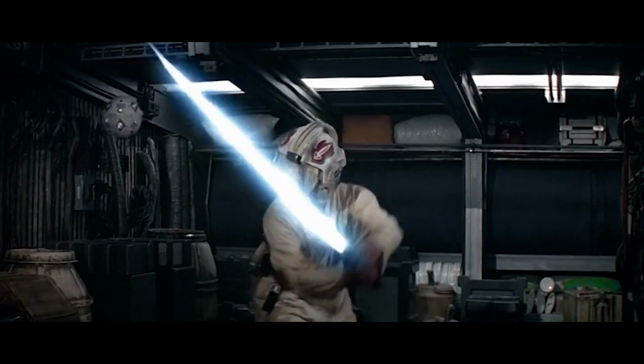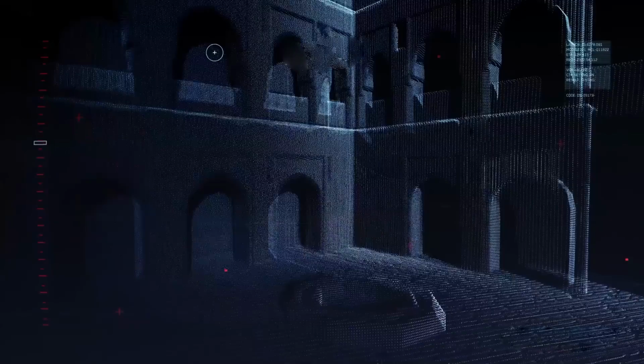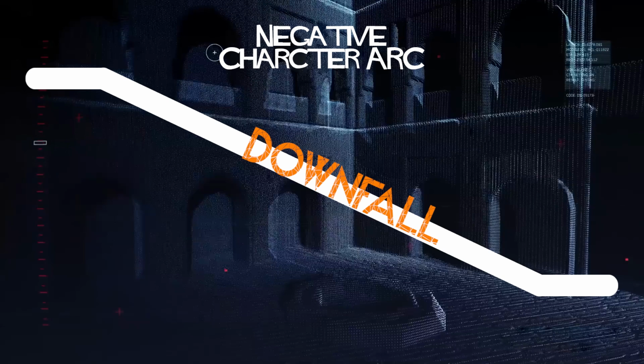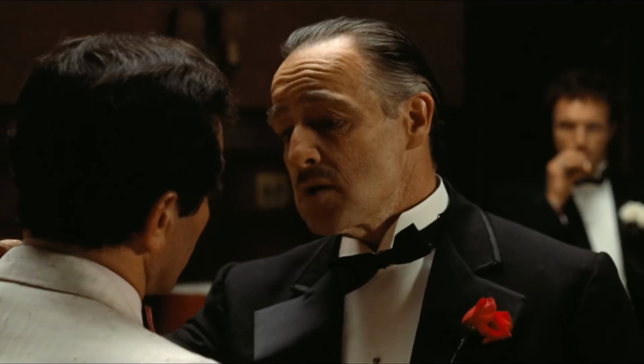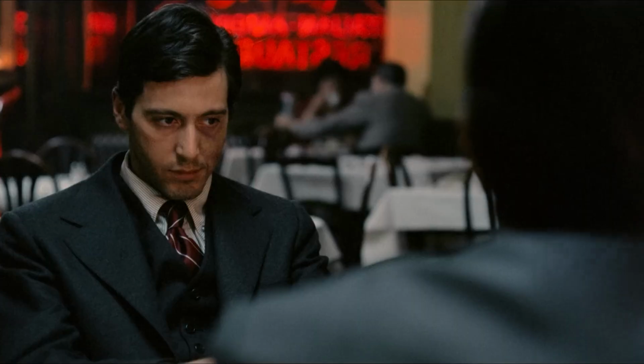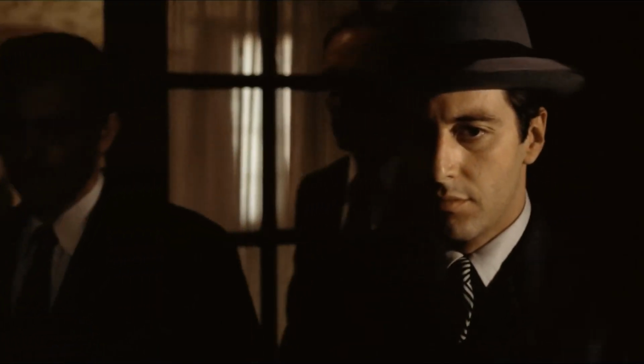It's most movies, basically. The next most common arc is the negative arc, which is a downfall arc. They go from less flawed to being more flawed. It's a downfall. The Godfather is a perfect example. It's a cautionary tale.